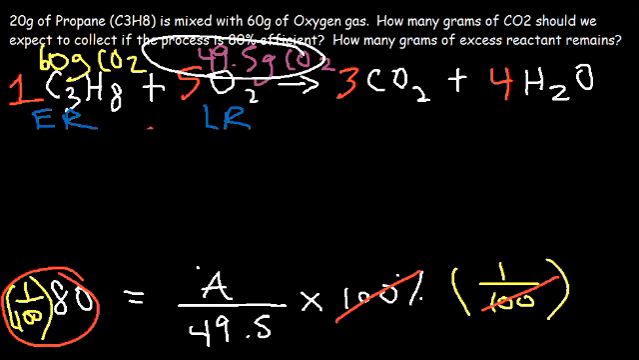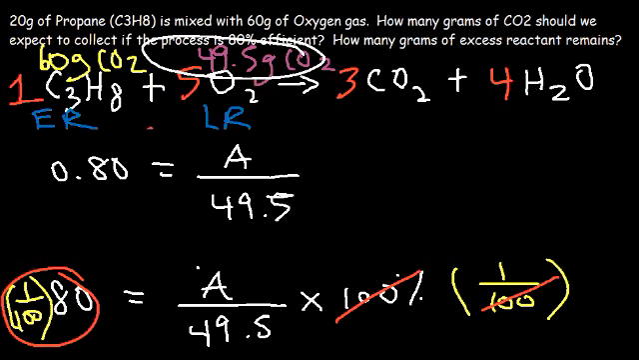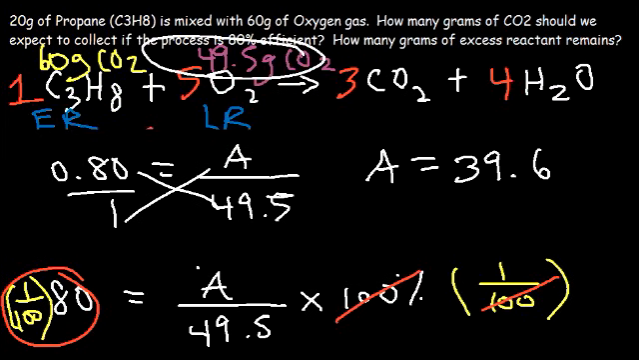So what we now have is 0.8 is equal to actual divided by 49.5. So if we cross multiply, 1 times A equals A, and 0.8 times 49.5 will give us the actual yield of 39.6. So if you prefer to use the equation or just realize that you're looking for 80% of the theoretical yield, in both cases you will get the right answer.